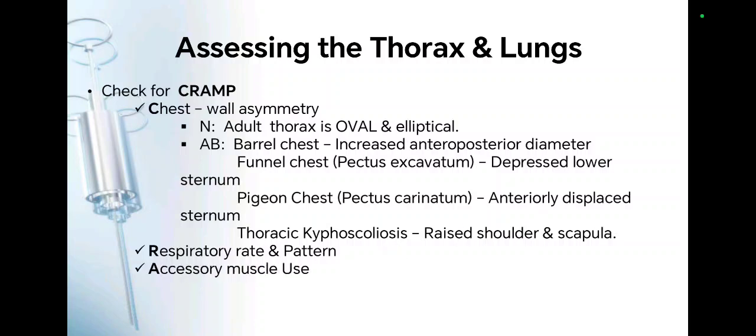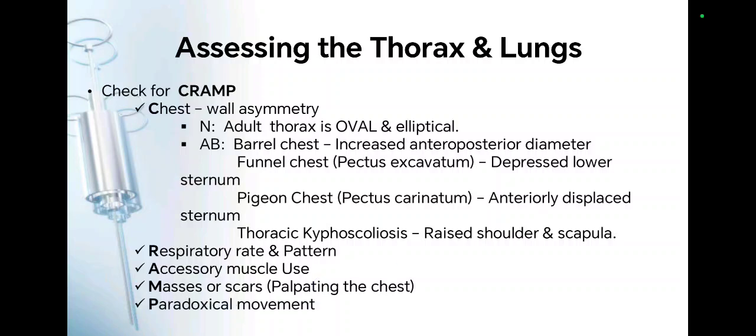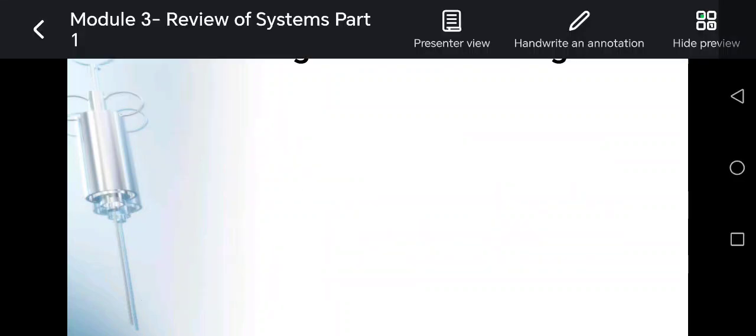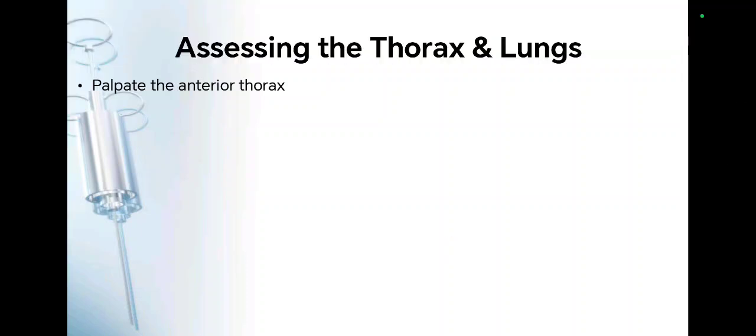Okay. Now, A stands for accessory muscle use. If the patient is using the accessory muscles, then you have to check the breathing pattern of the patient, because the patient may be experiencing difficulty of breathing. That's why they use their extra or accessory muscles. And then M is for masses or any scars which you may palpate in the chest area. And P stands for the paradoxical movement of the chest, the rise and fall of the chest of the patient.